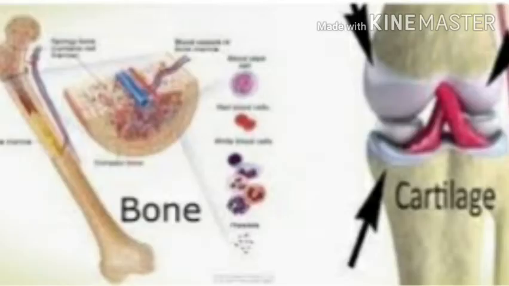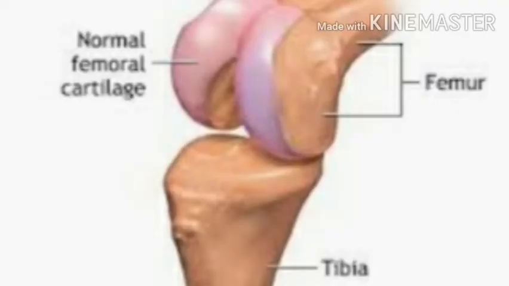Any surface of a skeletal formation, bone or cartilage, that makes normal direct contact with another skeletal structure is called what? Articular surfaces or articular structure.